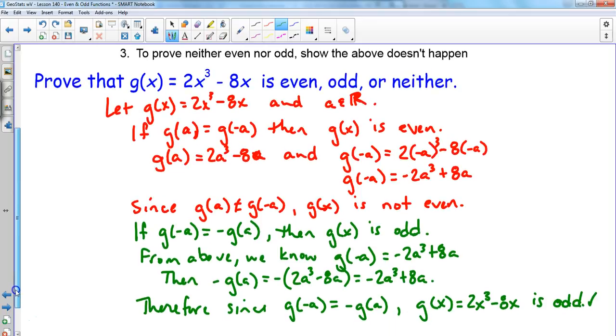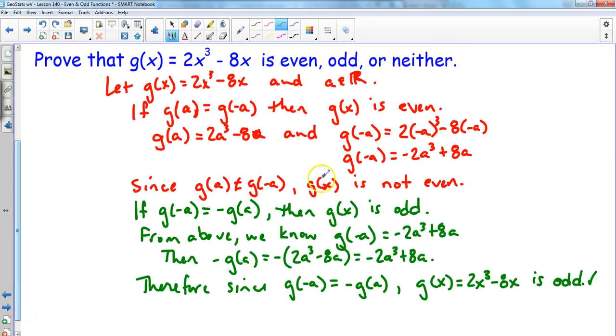So essentially, just to finish this up, we go through and try to show that it's even. If it's not even, then we try to show that it's odd. And if neither one of these cases work, then we've got the case where it's neither. And that's your conclusion. So therefore, since g of x is not even or odd, it would be neither if neither one of these cases work.